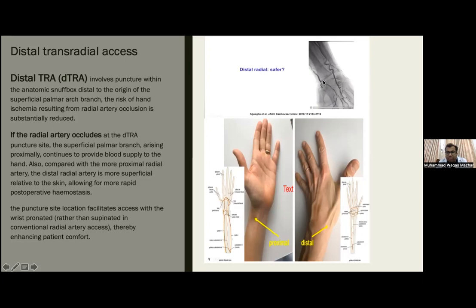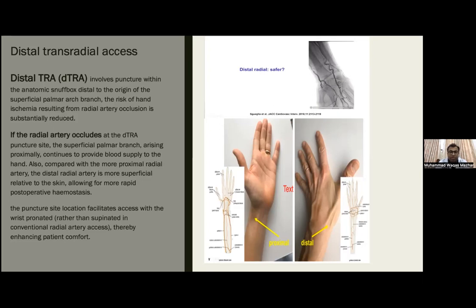Superficial palmar arch is a landmark between the proximal radial artery and the distal radial artery. If the radial artery occludes at the distal transradial access puncture site, the superficial palmar branch arising proximally continues to provide the blood supply to the hand. Also, compared with the more proximal radial artery, the distal radial artery is more superficial relative to the skin, allowing for more rapid post-operative hemostasis.